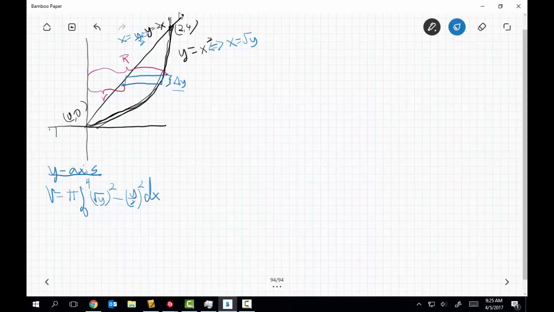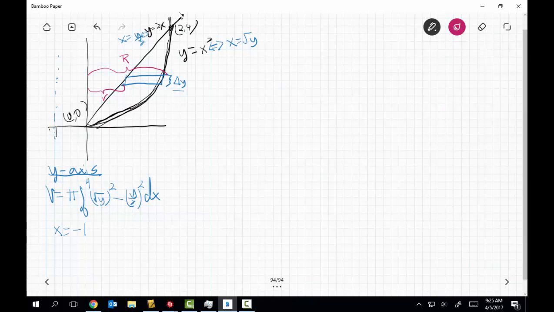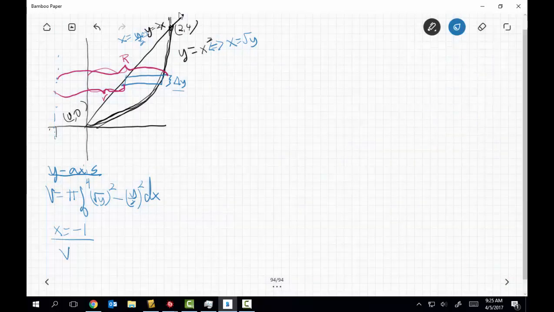Now, what if I want to go around x equals -1? I've got a little dash mark here anyway that I can use. Now, what happens? Let's go back over here. Just like before, my big radius gets extended to there, as does my little radius. Well, how do I deal with that? Well, again, we don't panic. All we do is volume equals pi times the integral.